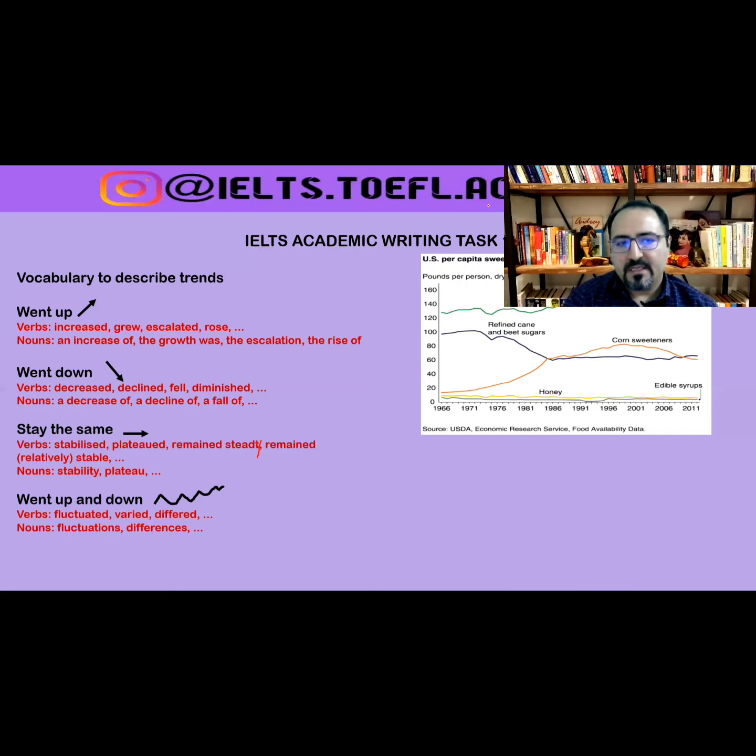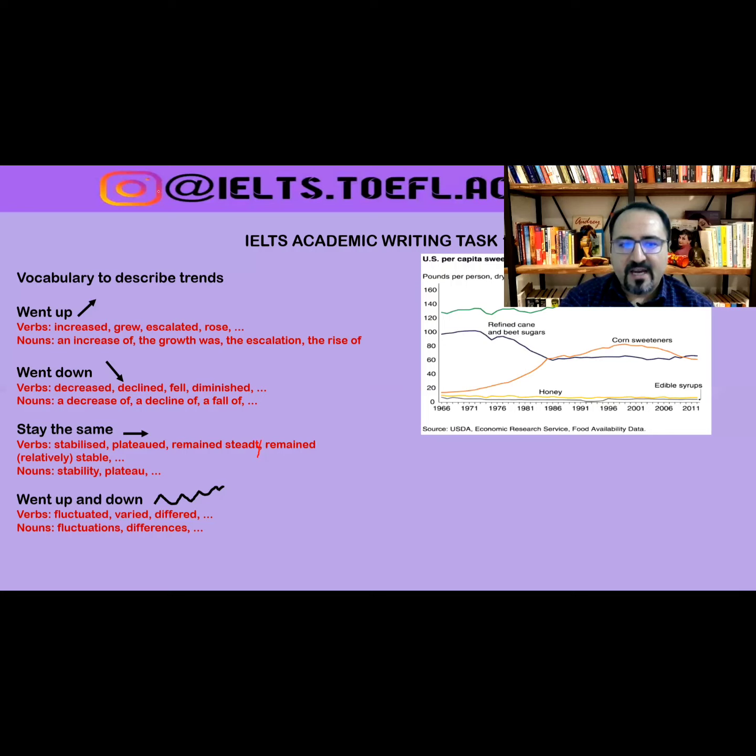Let's go with the upward trends. Here in the upward trends, we can use verbs such as increased, grew, escalated, rose, etc. And in the noun forms, we can use an increase, the growth was, the escalation, the rise of, etc.